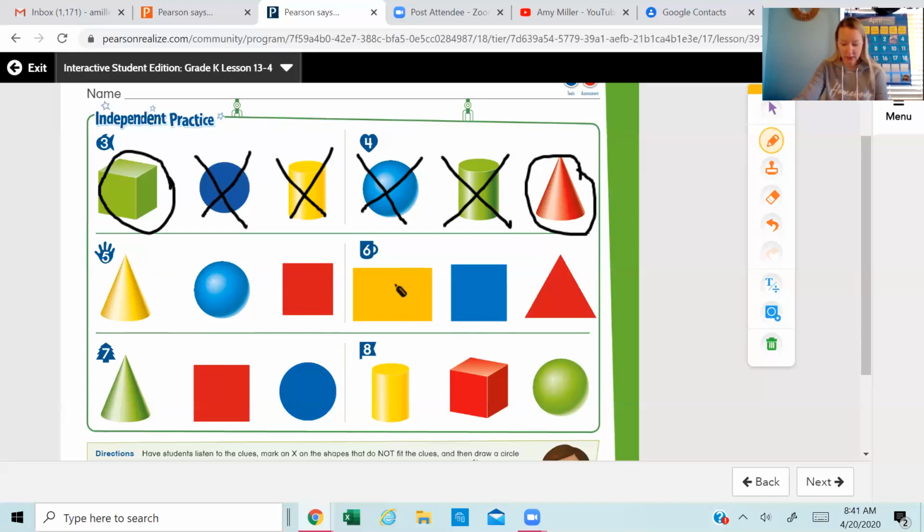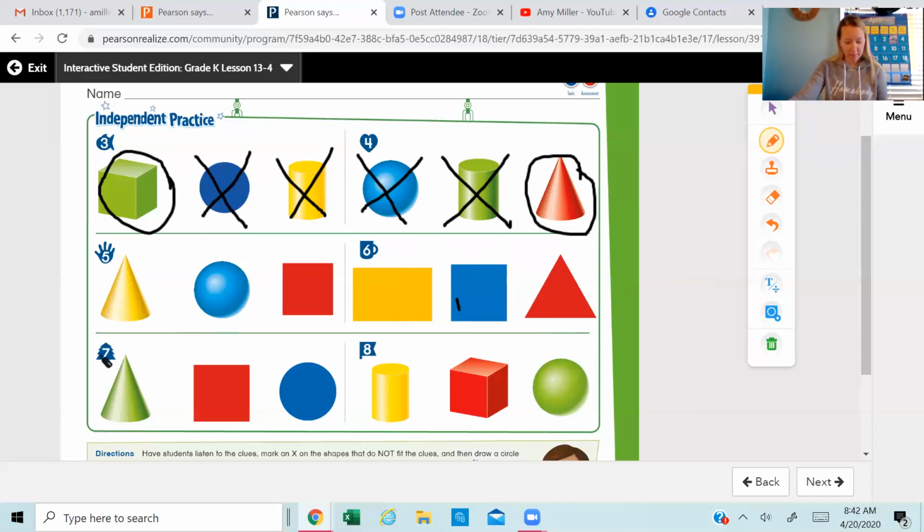I'm going to move on to number 6. Number 6, the first clue, I am a flat shape. So look at all three shapes. If it's flat, you leave it. If it's not flat, you cross it off. The next clue is I have 4 sides. So look at each shape. Which shapes have 4 sides? If they don't have 4 sides, you cross it off. And the last clue is all of my sides are the same length. So every side, every flat edge that you see will be the same length on this one. What shape am I? Think about that for a minute.